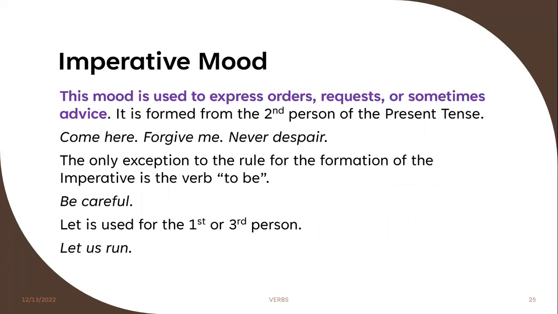The imperative mood is used to express orders, requests, or sometimes advice. It is formed from the second person of the present tense. Come here, forgive me, never despair. The only exception to the rule for the formation of the imperative is the verb to be. We have be careful. Let is used for the first or third person. Let us run.